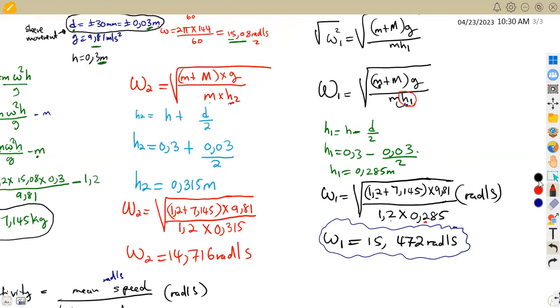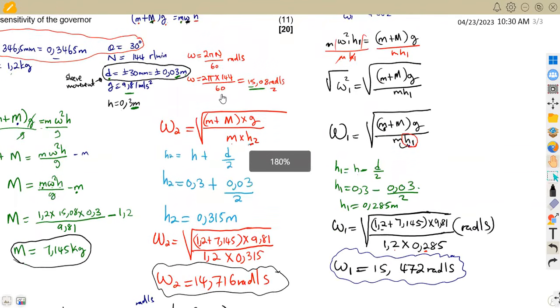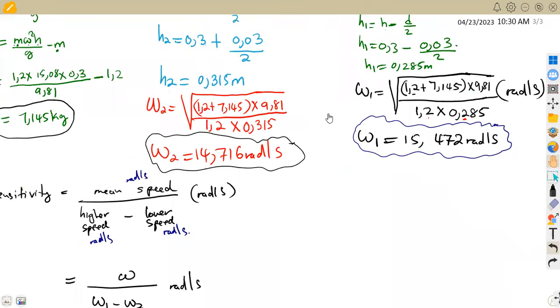All right. So with omega 1 and omega 2 that we calculated, and also the omega, which is the mean speed, remember your mean speed omega from the mean speed in revs per minute. We calculated omega in rad per second. These are the ones that we are going to use on our final answer. So I'm going to use this omega of 15.08. That is our mean speed in this case.